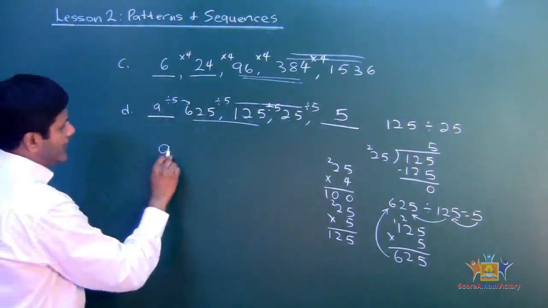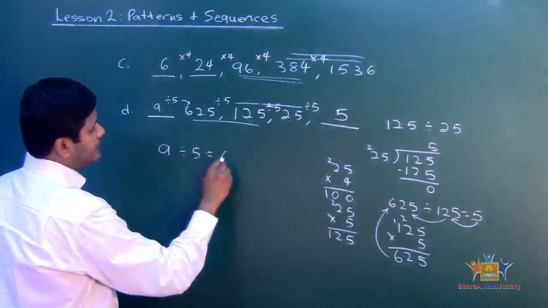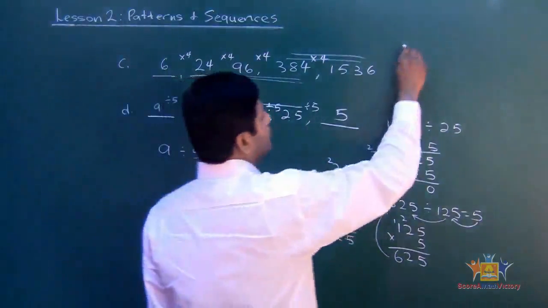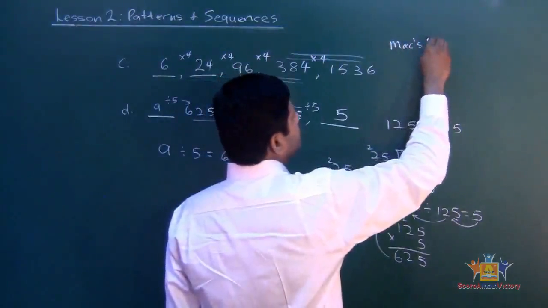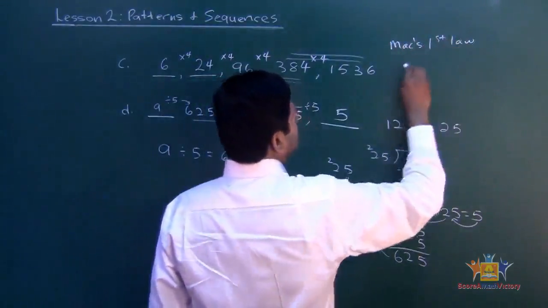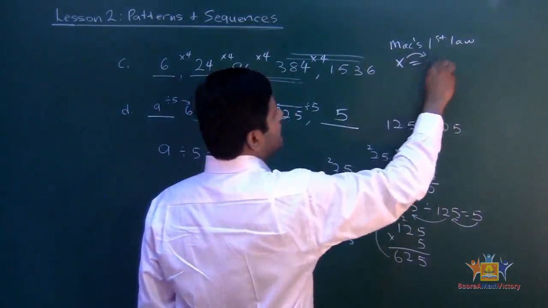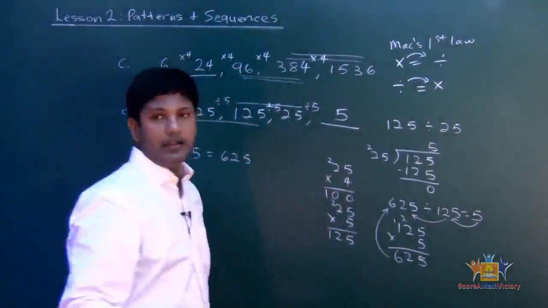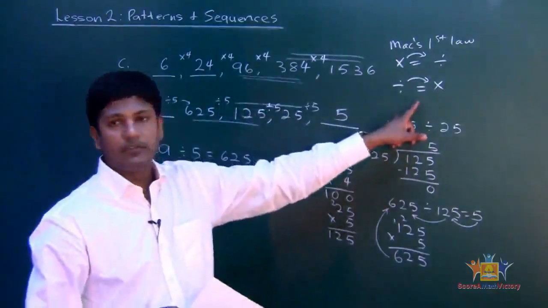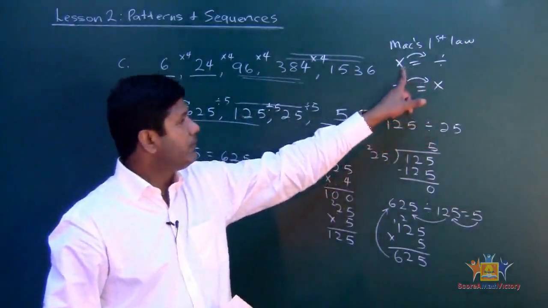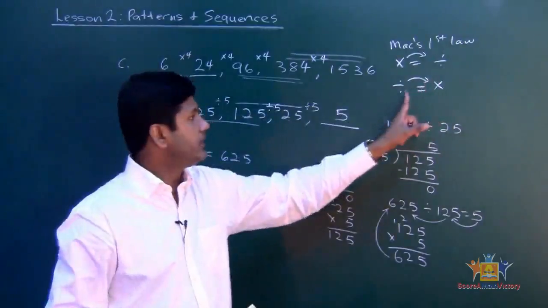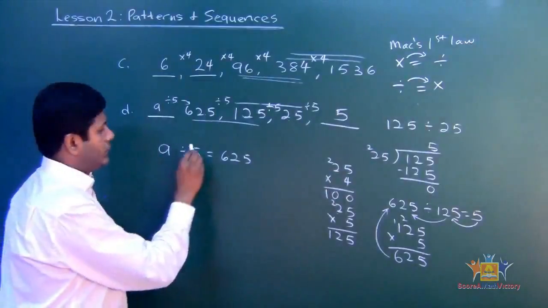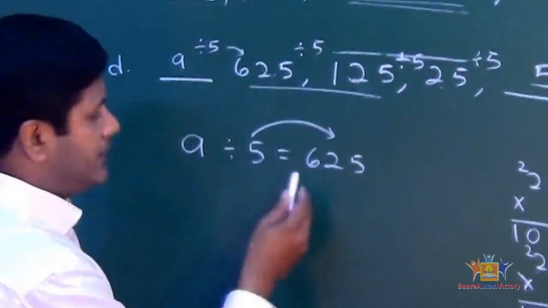So let's write down. A divided by 5 should give me what? 625. Okay. And from Mac's first law, what does Mac's first law say? Multiplication cross the bridge becomes division. Division cross the bridge becomes multiplication. Earlier, for the addition, Mr. Mac didn't show this, but you know that, okay? So in this case, we've got division. So we're going to bring the 5 across, and it becomes multiplication.